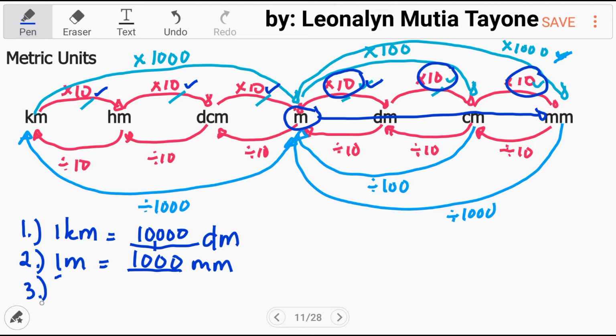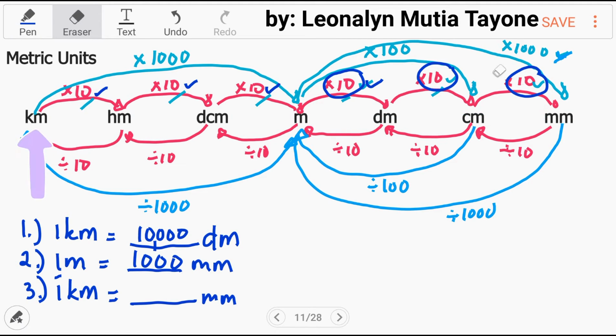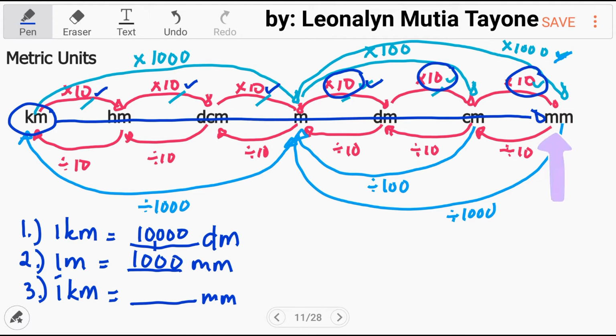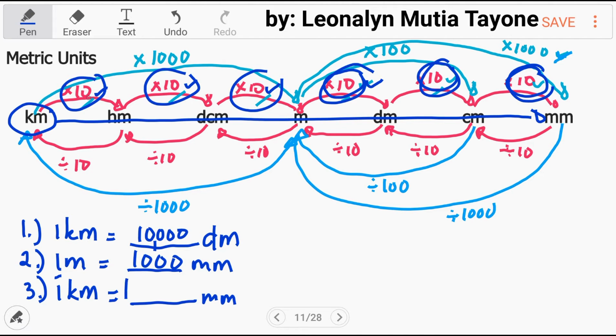Number 3. 1 kilometer to millimeter. So, we have, ilang zero ba to? Kasi i-multiply mo yan, i-multiply mo lang yan siya lahat. So this is 1, 2, 3, 4, 5, 6. So that is 1 million millimeters.